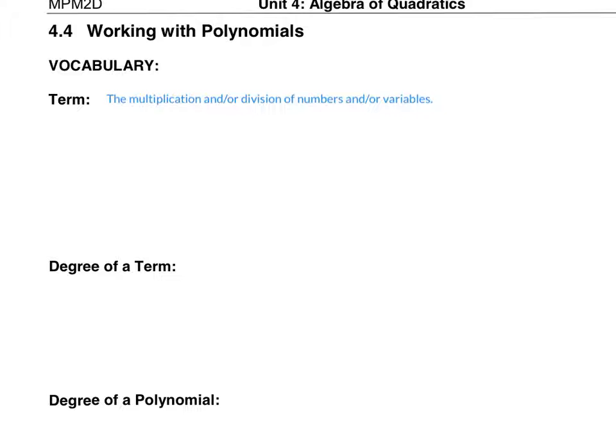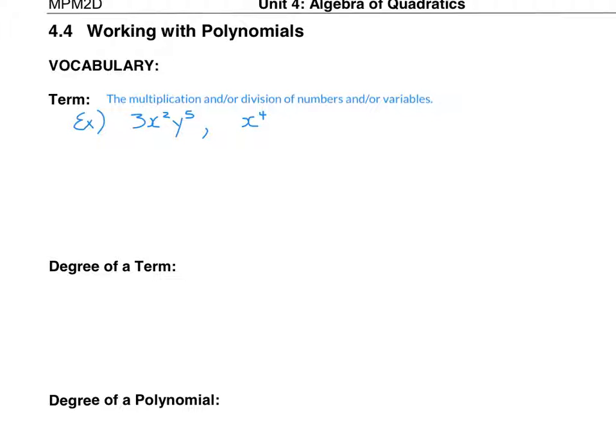A term is just the multiplication and or division of numbers and or variables. So for example, we could have some terms that look like this. So this is an example. We could have, for example, 3x squared y to the 5. So that's multiplication of a number, the 3, with variables, the x, which is squared, and the y, which is the exponent of 5. We could just have a variable like x to the 4.